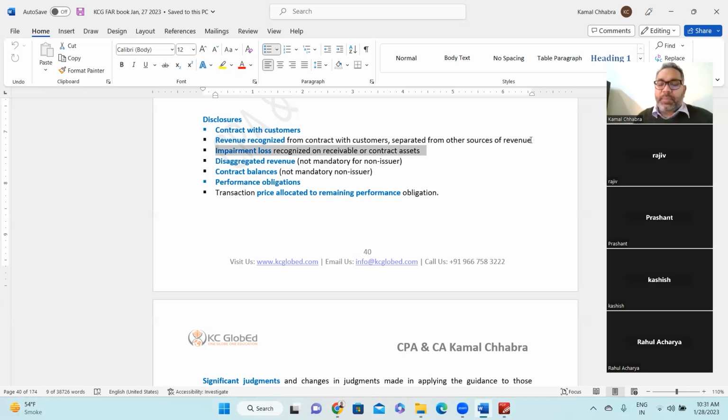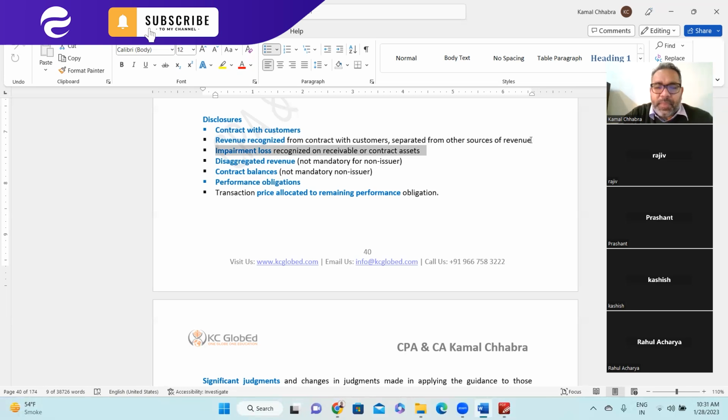Then we also discussed impairment loss, when we have recognized the contract asset. You remember in the last class we discussed the contract asset. If the contract asset's market value or recoverable value is less than the book value, then we need to recognize impairment loss, and you need to disclose that. What you presume to be the fair market value, the present value of the future cash flows, and how it is less than the book value for which you have recognized the impairment loss, you need to disclose separately.